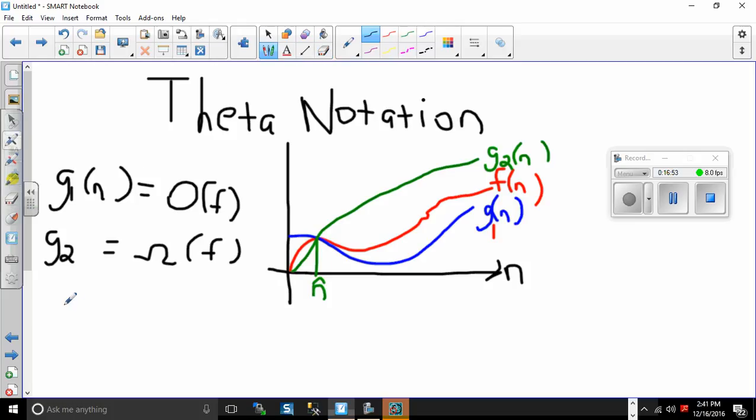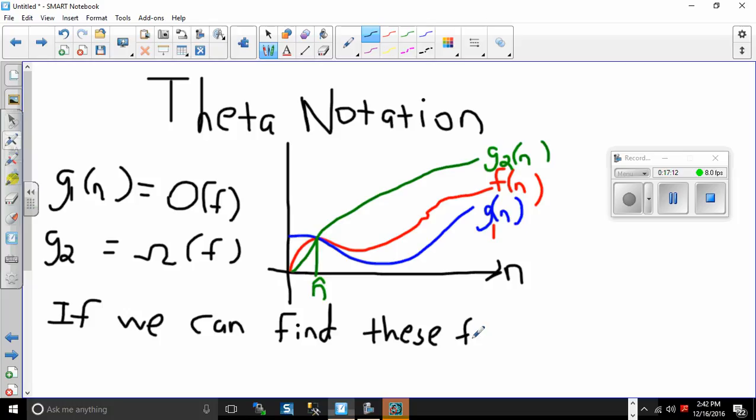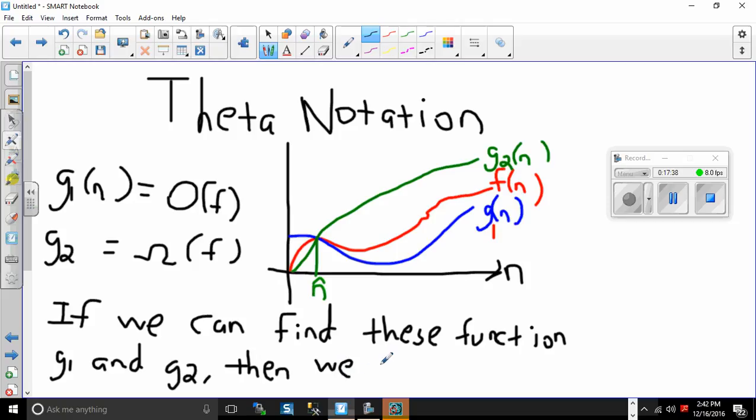If we can find such two functions, these functions G1 and G2, then we have, we'll call it theta of f, okay?